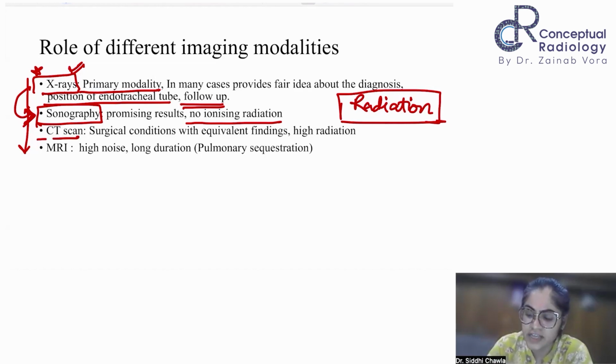Right. Then again, CT scan and MRI, CT scan is usually avoided in children unless and until the child is very sick and we are not able to, first of all, in the medical causes, we are telling.